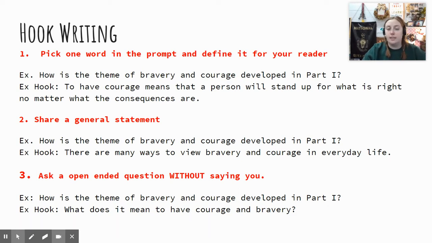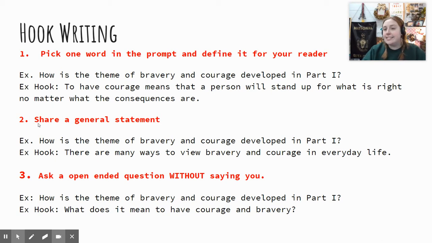And this is part 1 of To Kill a Mockingbird. All right, so an example hook where I picked one word from the prompt and defined it, I picked the word courage. So I want to define what courage means. So my hook would be: to have courage means that a person will stand up for what is right no matter what the consequences are. Okay, and that's the hook. That's all you have to do. You pick one word from the question that you're answering, and then you answer it. Okay, because that's immediately going to tell the reader what they can be expecting out of your paper.